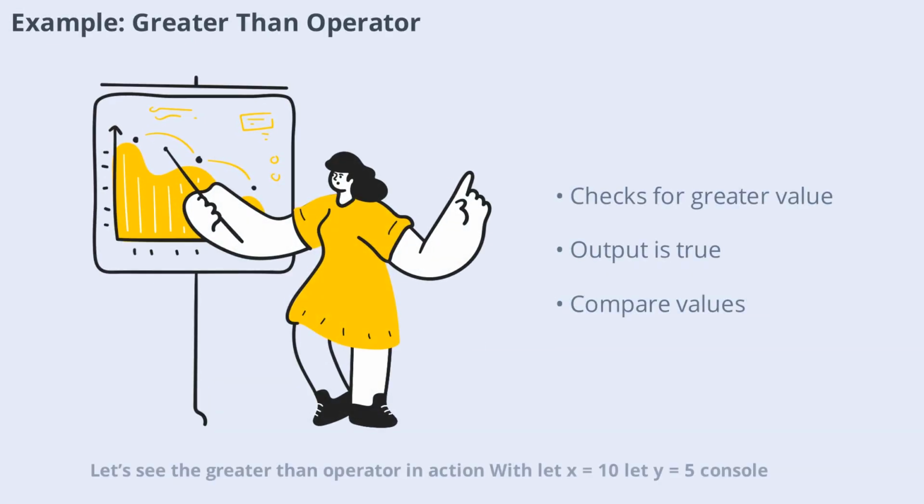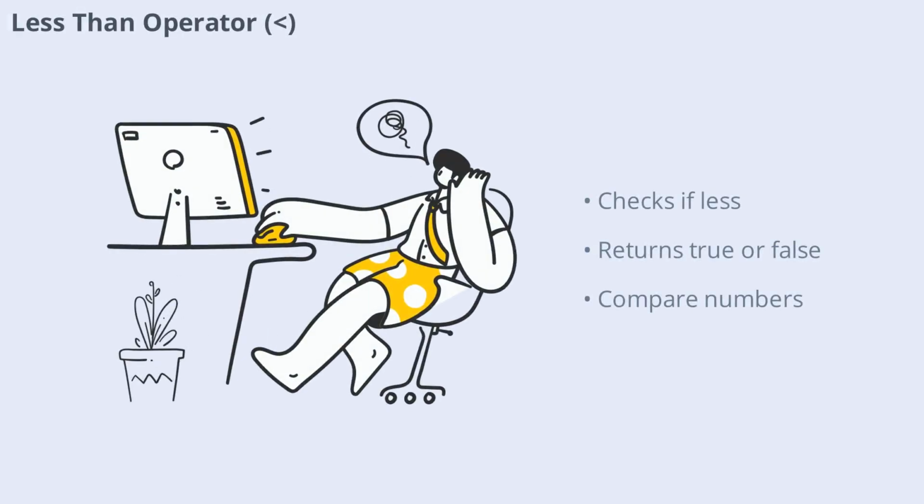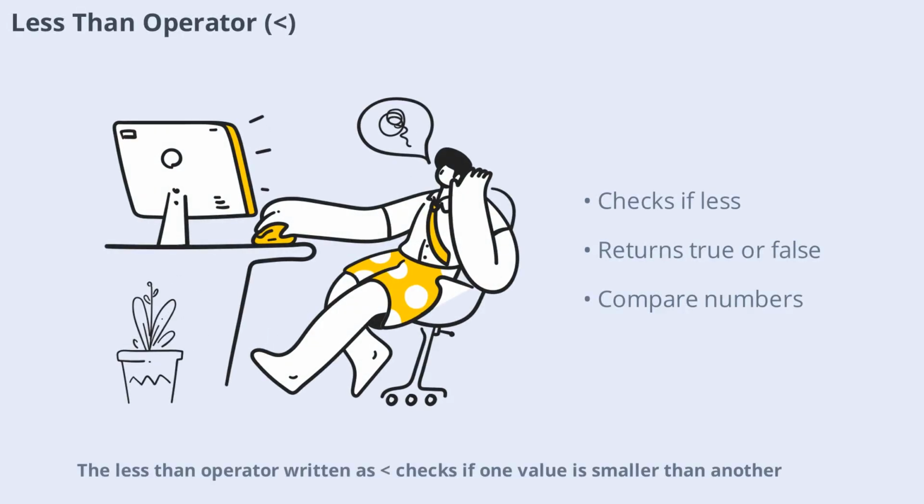Let's see the greater than operator in action. With let x = 10, let y = 5, console.log(x > y), the code checks if x is greater than y. Since 10 is greater than 5, the output is true. This operator is often used in situations like checking if a score is high enough or if a value exceeds a certain limit.